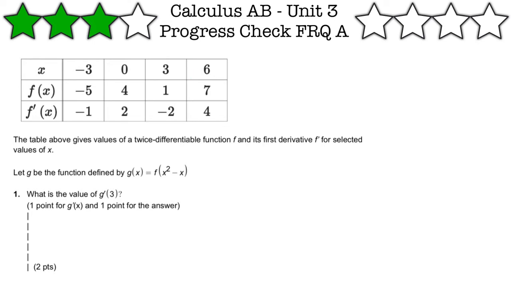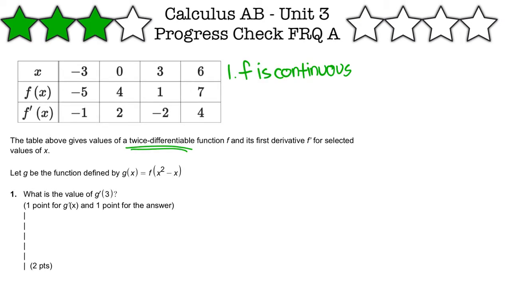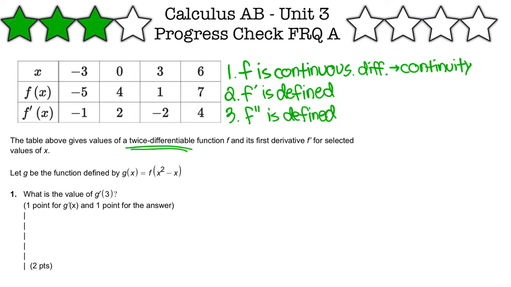This sentence also tells us that the function f is twice differentiable. That actually means quite a bit. It means the function f is continuous because differentiability implies continuity. It means f prime is defined, so therefore we could take the first derivative of f. It also means that f double prime is defined. We could take the second derivative of f.